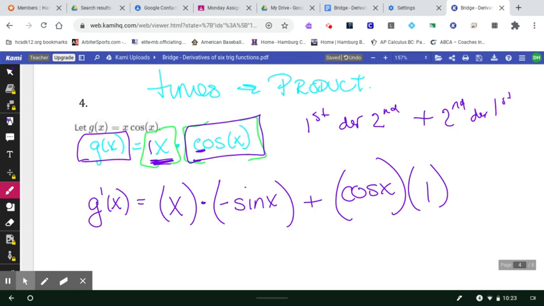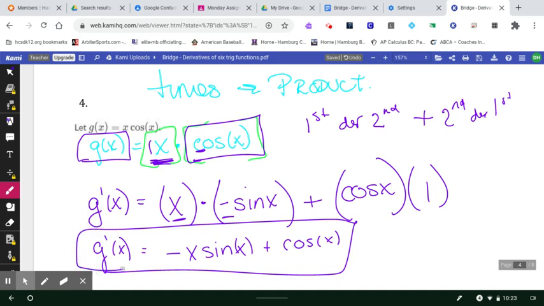And then again, clean it up. We don't want to leave negatives in the middle of a problem. So x times negative sine x becomes negative x sine x plus cosine of x times 1 is the cosine of x. And that would be our final answer.